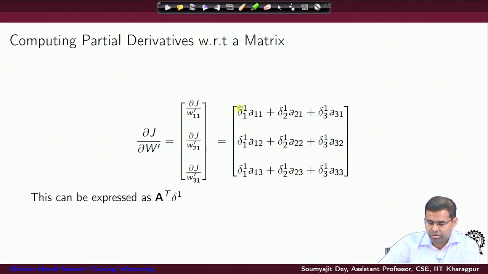Right, I mean this delta 1 1 a 1 1, delta 2 1 delta 1 2 a 2 1, delta 1 3 a 3 1 like this, right.